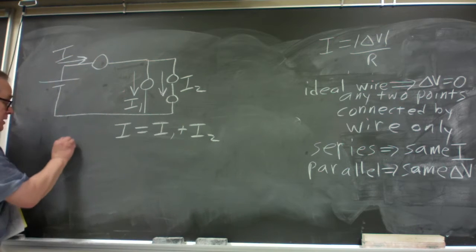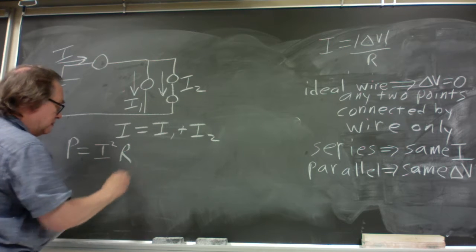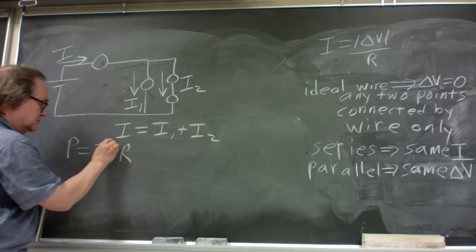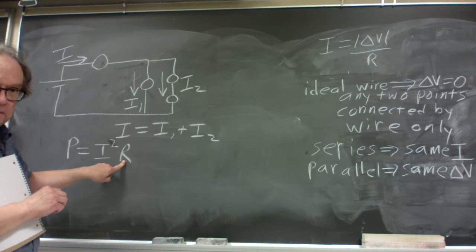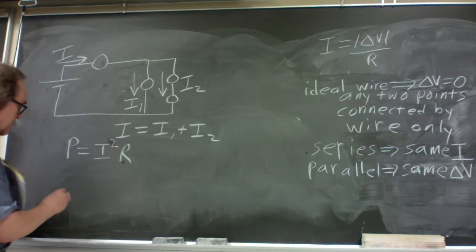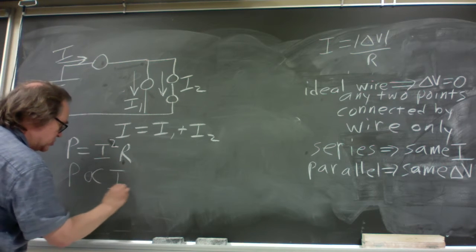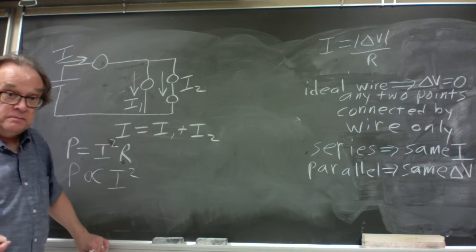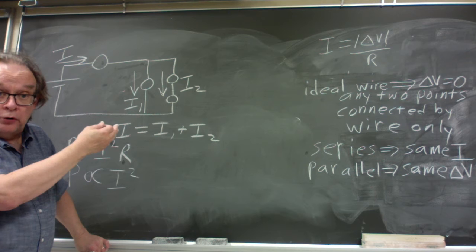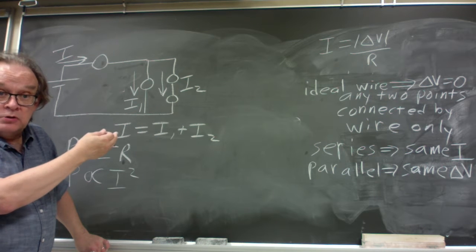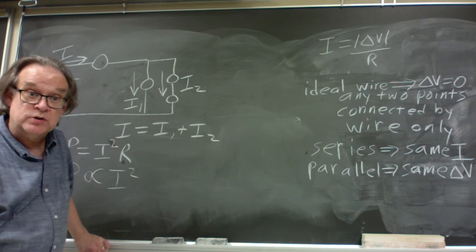So let's use this one: power is current squared times resistance. And this is the same for every one of these light bulbs, so that means that power is really proportional to the square of the current. Whichever ones have more current will then be brighter, even though they all have the same resistance.